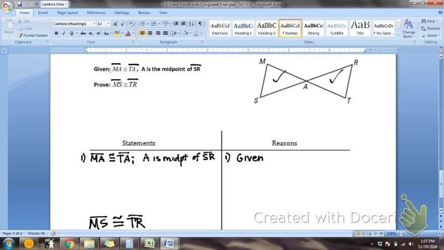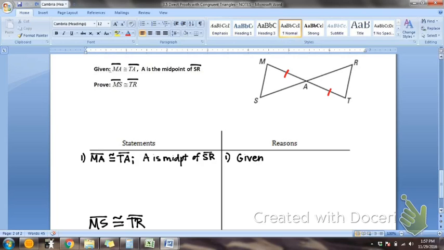So when we end our proof with something other than triangles, it means that you need to first get your triangles to be congruent. So our goal is still the same, to get our triangles to be congruent. So let's mark some things. That says MA is congruent to TA. So MA is congruent to TA. Let's mark that.